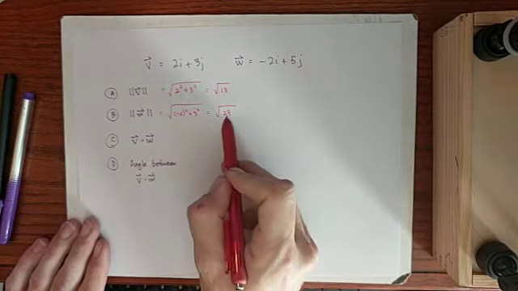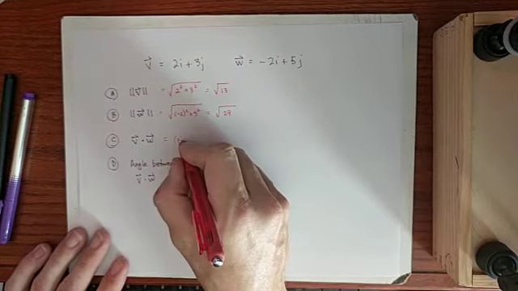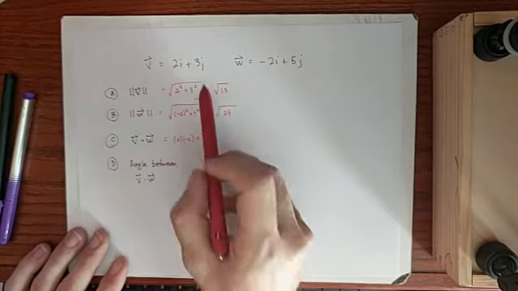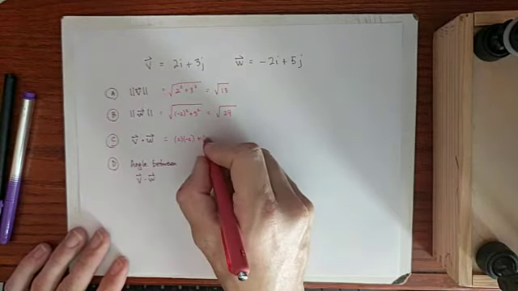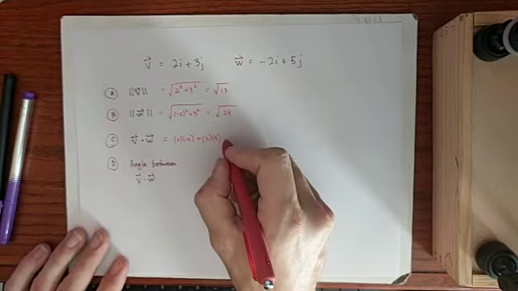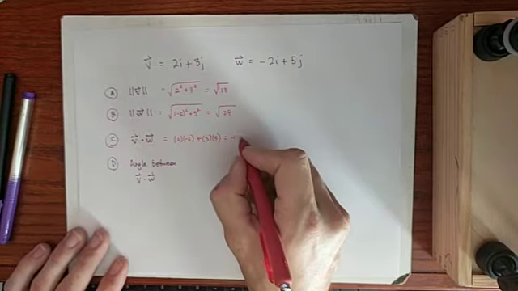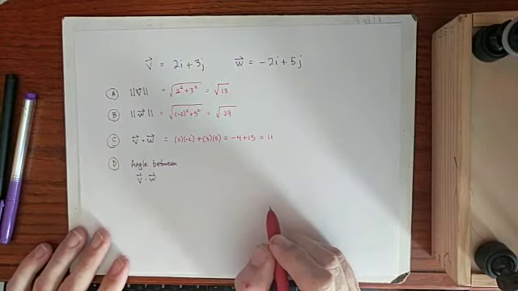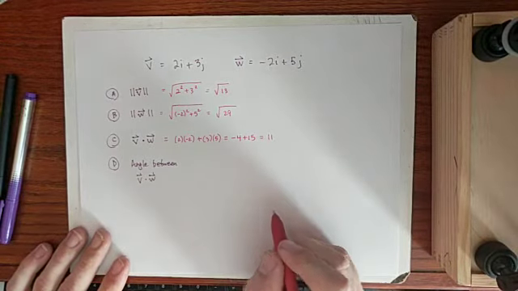All right, for the dot product, we'll take the components and multiply. So we do 2 times -2 plus the product of the next pair of components, which is 3 and 5. So that's -4 plus 15, which is 11. So that's the dot product.